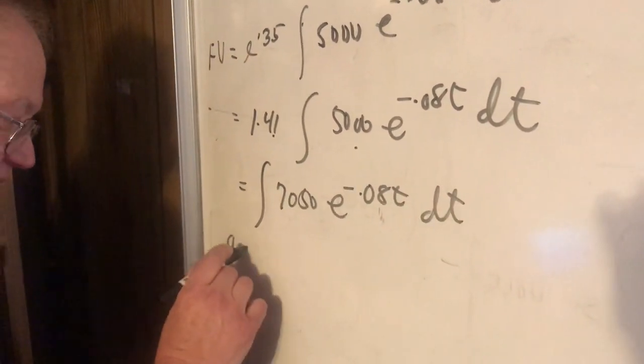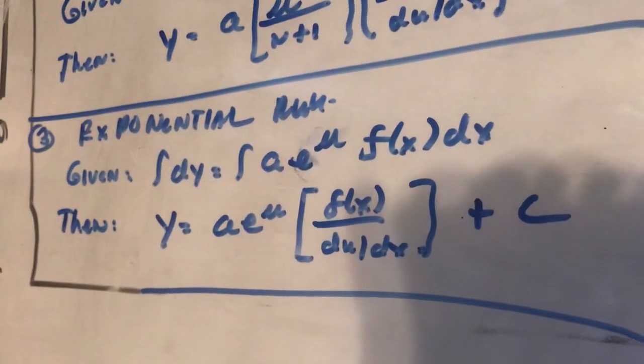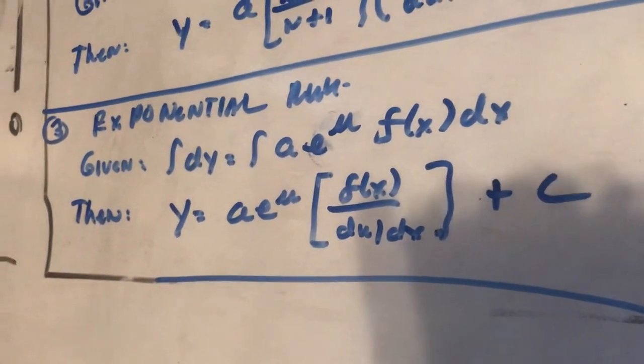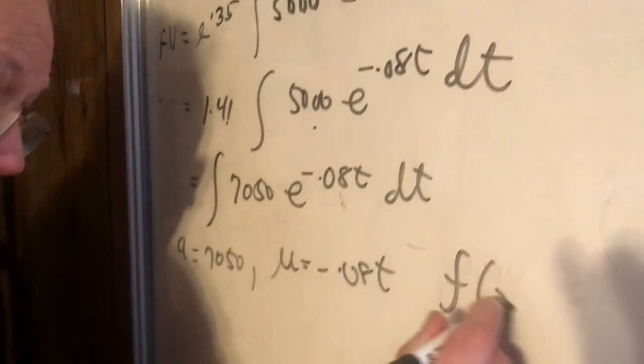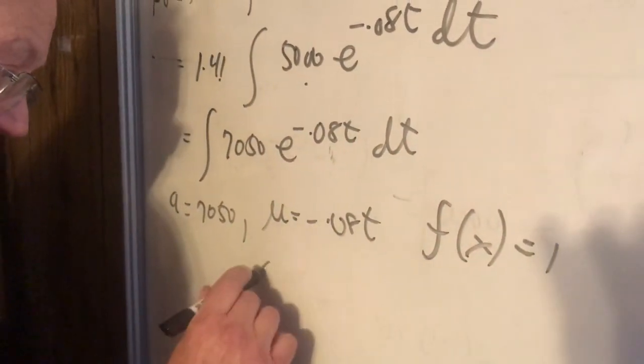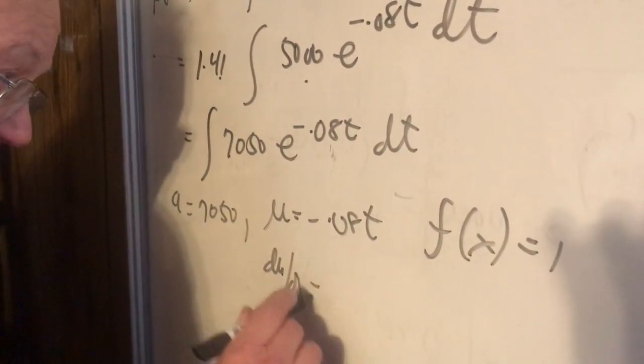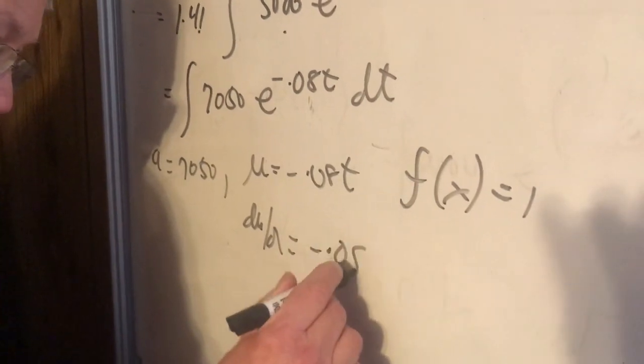And we'll say a equals 7050. U equals minus 0.08 t. F of x, of course, is 1. And du dx is minus 0.08. Okay, we'll come back.